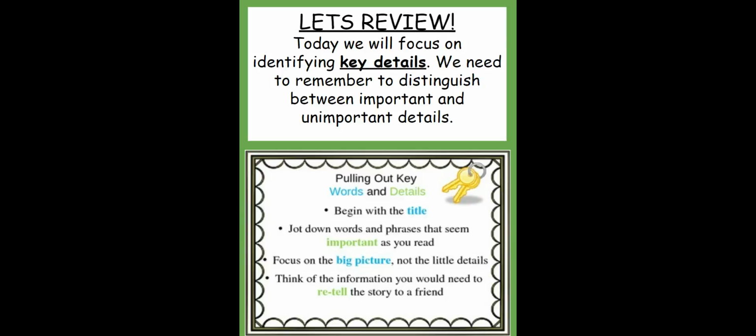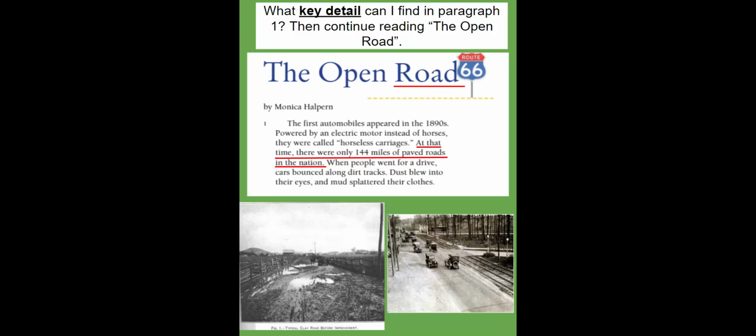We want to focus on the story as a whole. Think of the information you would need to retell the story to a friend. Remember, when you're figuring out the main idea, those are things that you would retell to a friend, the most important parts. So let's take a look at our story. What key detail can I find in paragraph 1? We're going to take a look at paragraph 1 together, and then you're going to continue reading and annotating The Open Road for key events. So let's take a look.